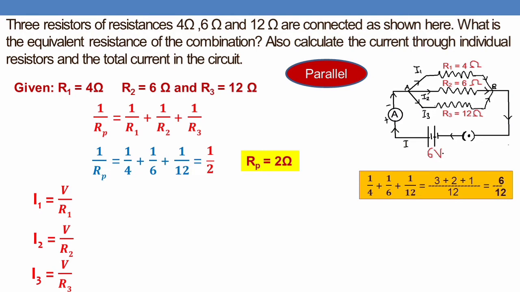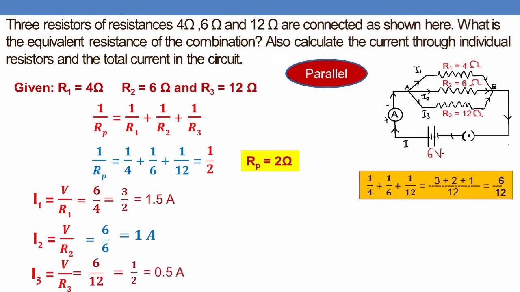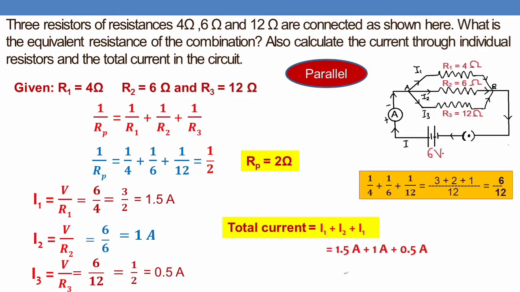Now substitute the values. I1 is V by R1, 6 by 4, which is 3 by 2 and 1.5 ampere. I2 is V by R2, 6 by 6, which is 1 ampere, and I3 is V by R3, 6 by 12, is equal to 1 by 2, which is 0.5 ampere. Now the total current will be I1 plus I2 plus I3. So 1.5 plus 1 plus 0.5, which is 3 ampere. You can also find the total current if you take V by total resistance, that is 6 divided by 2, which is again 3 ampere.